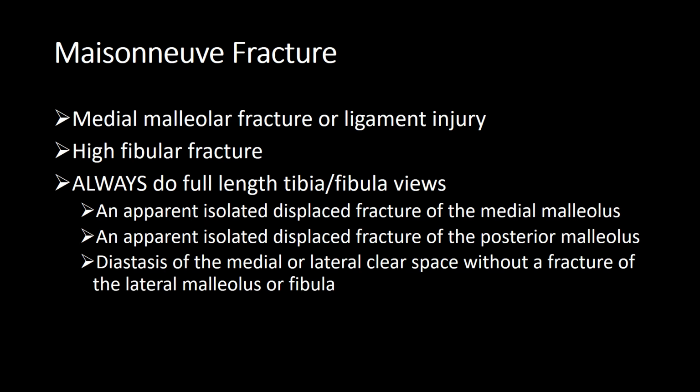So let's go into a little bit more detail about a Maisonneuve fracture. What you get is a medial malleolar fracture or ligamentous injury, and then a high fibular fracture. This is your classic example of a ring injury. You get a break at one half of the ring, and then either a break or a ligamentous injury at the other portion of the ring.